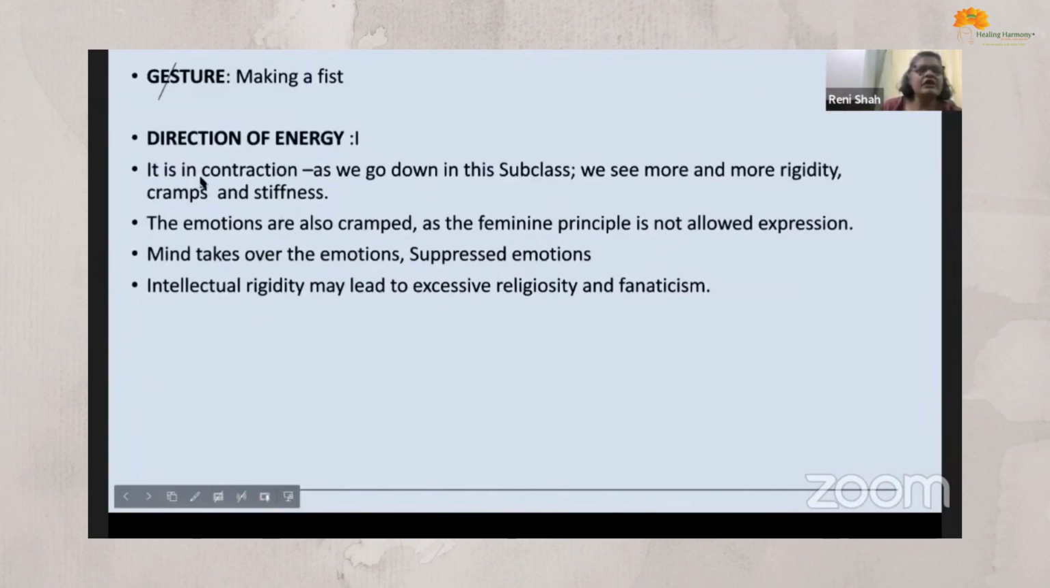The energy is in contraction. In gestures, they make a lot of fists. As we go down in this subclass, we see more and more rigidity, cramps, and stiffness. The emotions are also cramped, as the feminine principle is not allowed expression. The mind takes over the emotions; emotions are suppressed. Intellectual rigidity may lead to excessive religiosity and fanaticism. But in the womb stage, you don't see all these things. This will happen in the later stages.